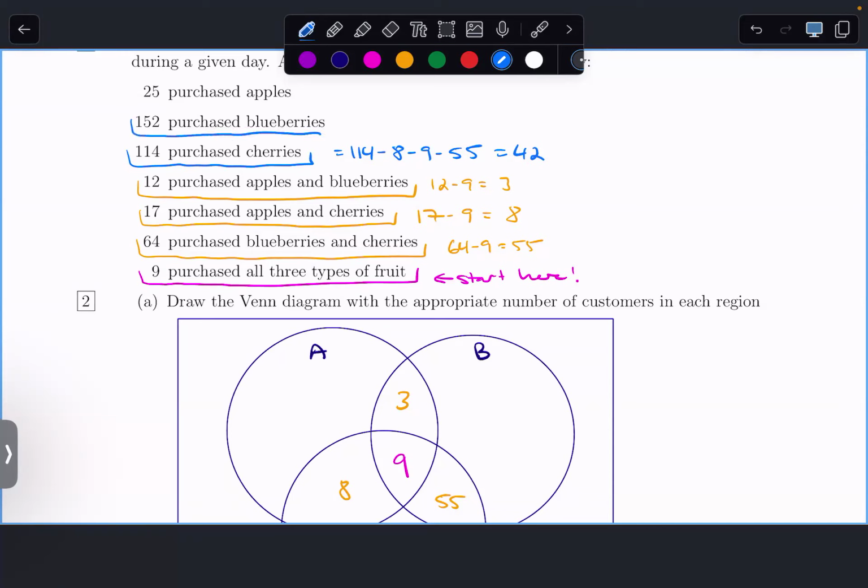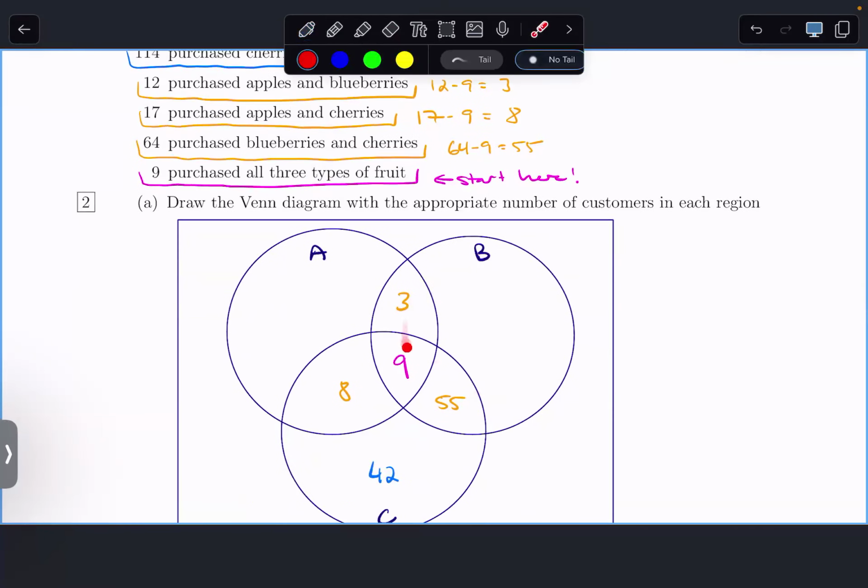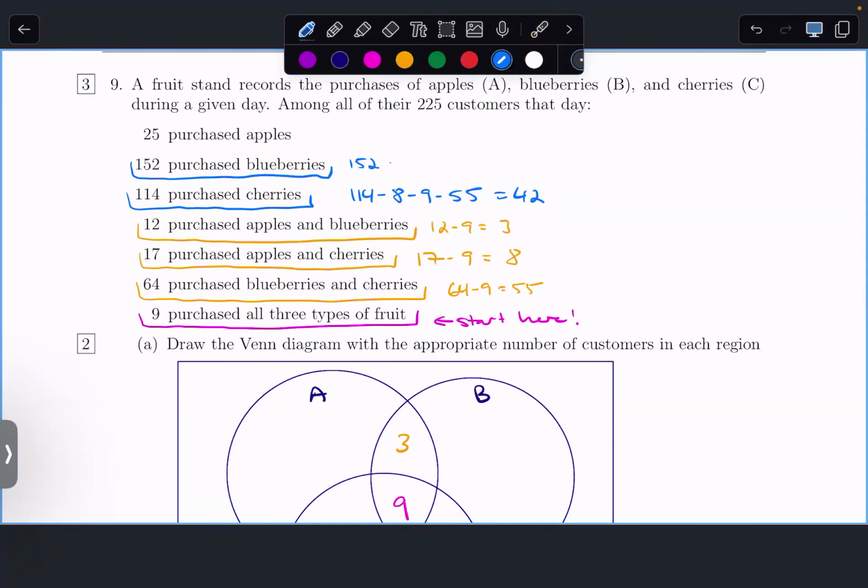And then same thing here, 152. 152 purchased blueberries, so here, but I've already listed 3 plus 9 plus 55 of those. Minus 3, minus 9, minus 55 is 85. And then 25 bought apples, but I've already listed 3 and 8 and 9 of those, so I get 5.